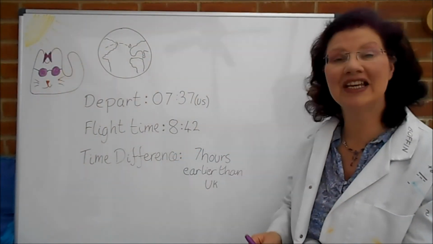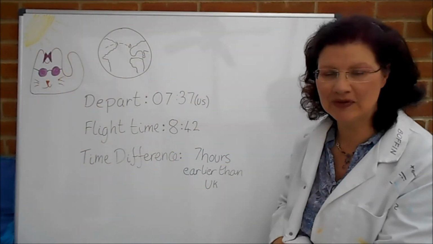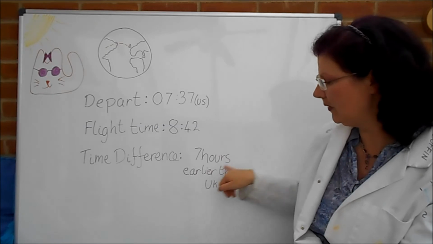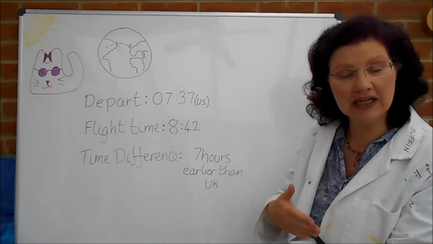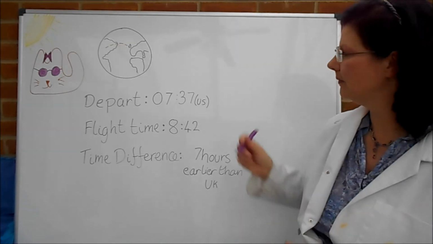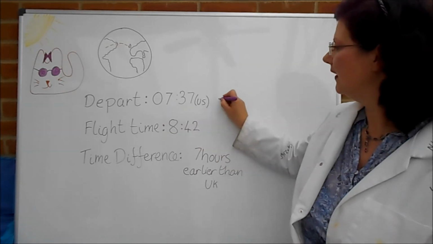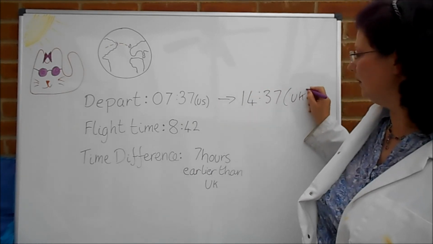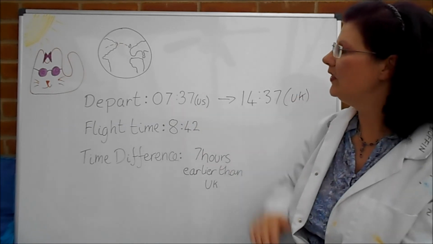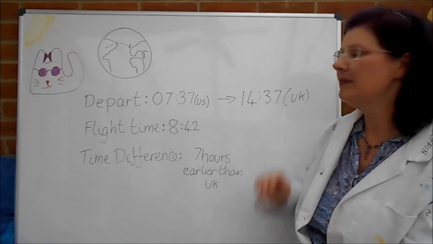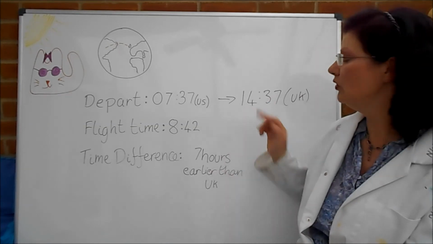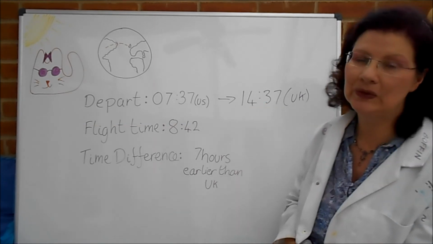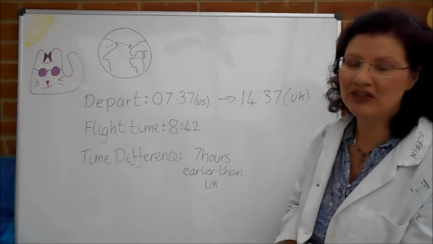First of all, let's convert this into British time. The time difference is 7 hours, but the question is, do we add 7 hours or do we take it away? Well, we're told that the US time is 7 hours earlier than UK, which means the UK time is later, so we need to add 7 hours. So we're simply adding on 7 hours, which gets us to 14:37 UK time, usually known as GMT. So when the clocks show 7:37 in America, at the same time they'll be showing 14:37, or you could put 2:37 in the afternoon if you want. I'm going to stick with 24-hour clock here in the UK. So that's the equivalent departure time in the UK.